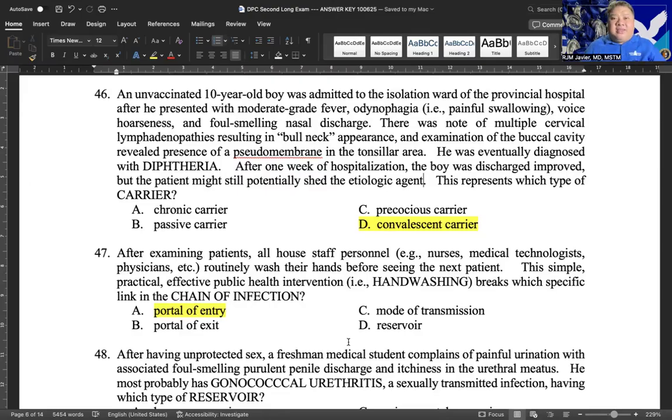I will be discussing the answer key for selected items in the second long exam for disease prevention and control. Let's begin with number 46.